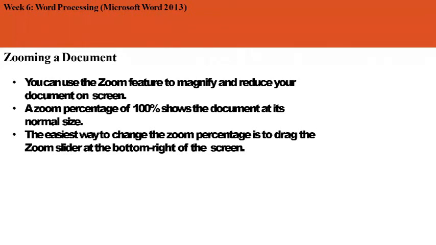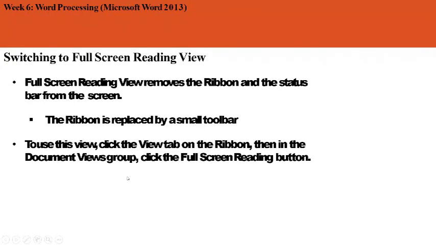So the easiest way to change the zoom percentage is to drag the zoom slider at the bottom right of the screen. Yung pinakita ko kanina is na may positive and negative, that is the zoom slider. So you can just slide it para mag-change yung zoom niya or mag-change yung size ng document. So that is zooming a document.